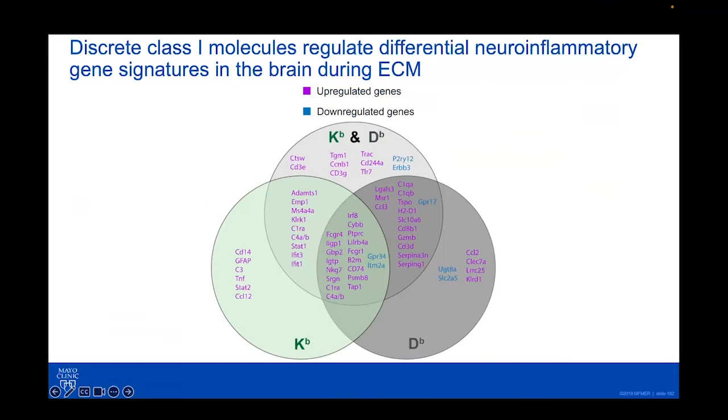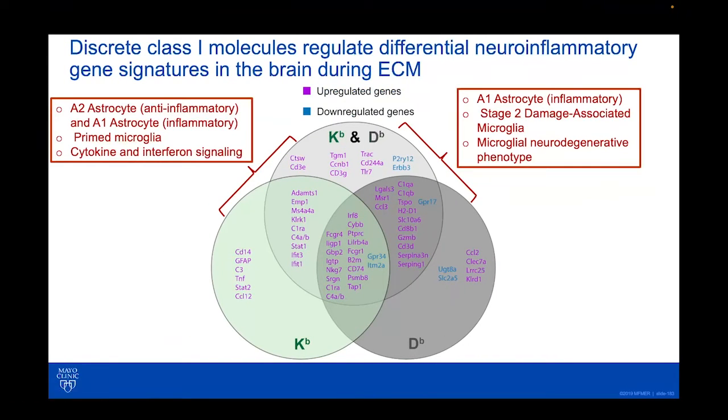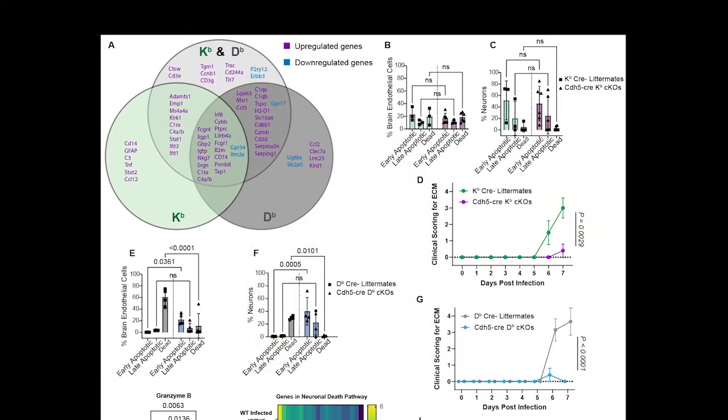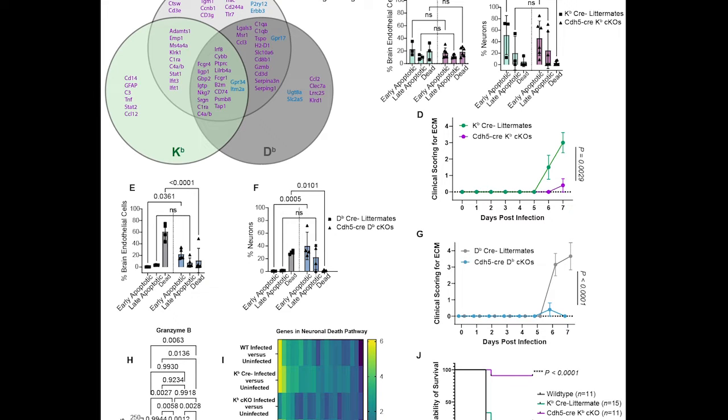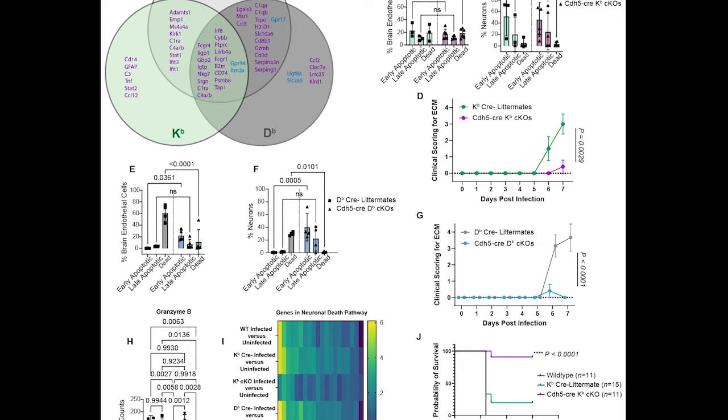In figure 8, we examined RNA transcriptomics data and were able to pinpoint key changes in the neuroinflammatory profiles of the brains dependent upon the class 1 expression on endothelium. On day 6 of infection, we examined cell death and saw no change with loss of Kᵇ. With Dᵇ, however, we saw cell death of endothelium and neurons when Dᵇ was present. Kᵇ Cre negatives have a lower average clinical score on day 6 than Dᵇ Cre negatives, which may explain this finding.